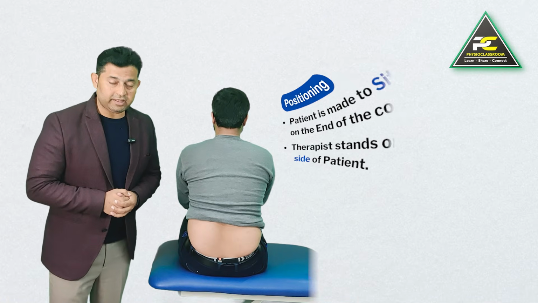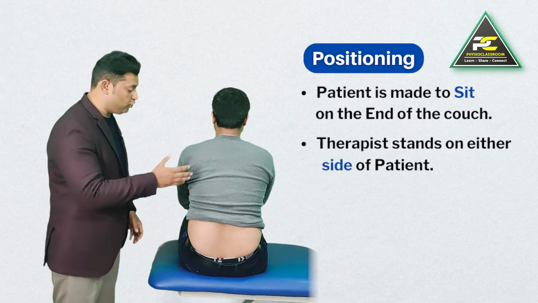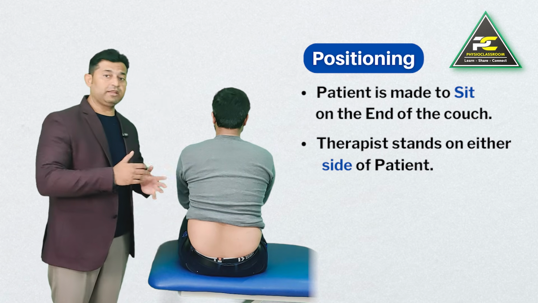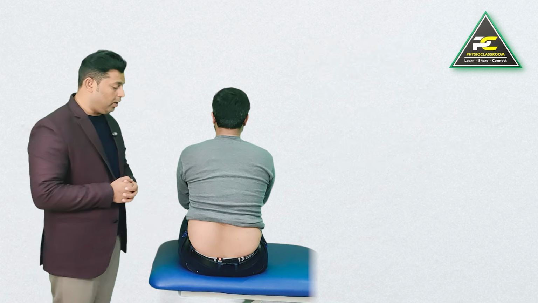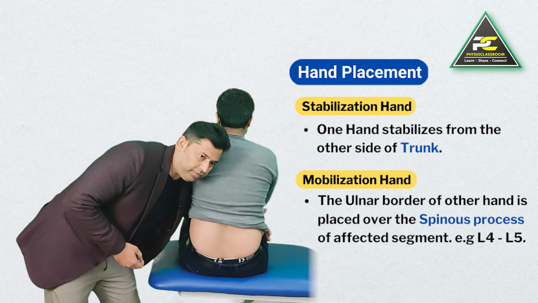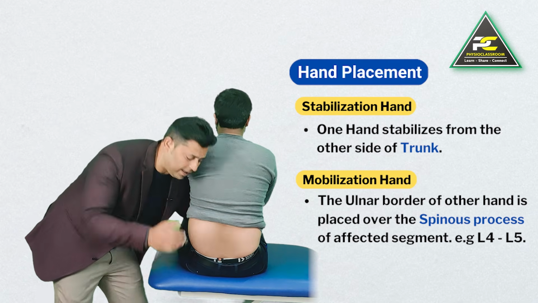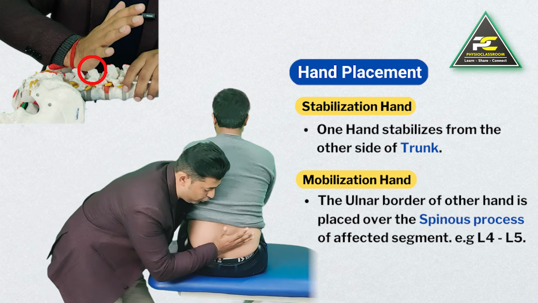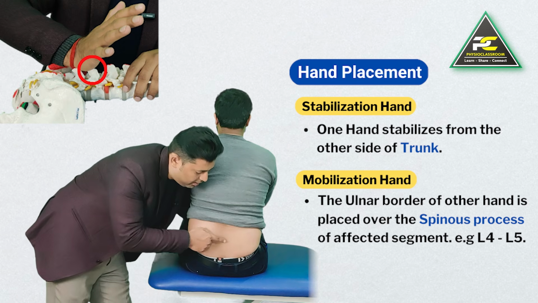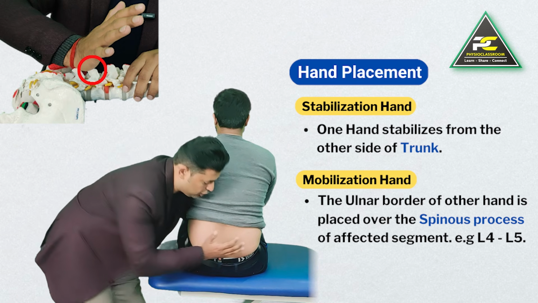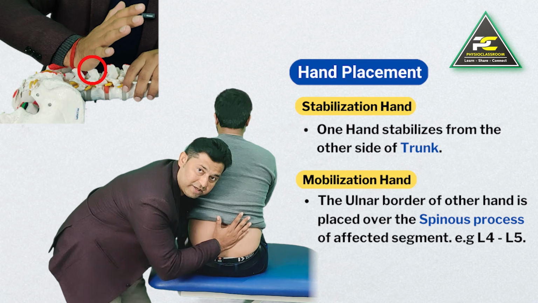So let's get started. To perform the technique, the therapist is going to make the patient assume the long sitting position at the end of the couch so that the patient remains stable. Now the therapist is going to use one hand to stabilize the patient from the front, while the other hand, ulnar side border, is going to be placed over the spinous process that we want to mobilize. So let's say we are trying to improve the mobility of the L4, L5 region. So the hand is going to be placed over the L4 spinous process.